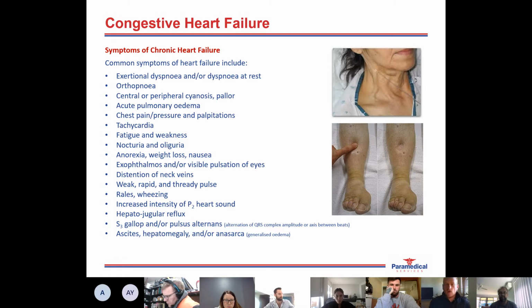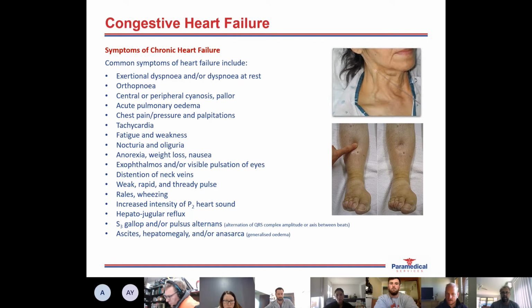Distension of the neck veins would be a late sign, so would weak, rapid and thready pulses. The rales and the wheezing you could hear early on, potentially depending on how much fluid is there. Increased intensity of the P2 heart sound, that secondary heart sound that you do hear. Hepatojugular reflux and the S3 gallop and/or pulsus alternans. This is the way that the heart beats in a galloping function every 3 steps. The easiest way to explain it.